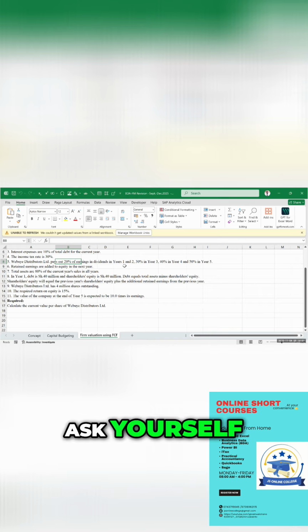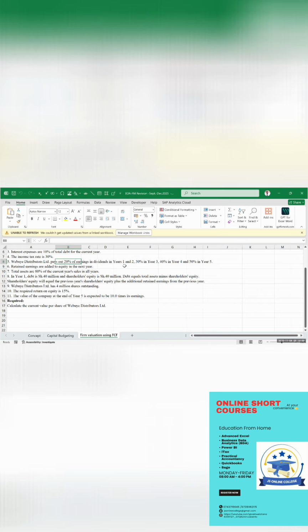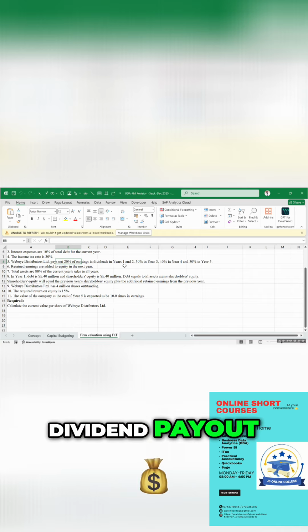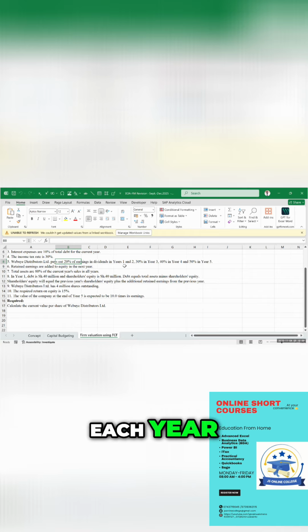So you need to ask yourself, how much is the retention ratio per year? Because the dividend payout ratios are given for each year. So there is a retention ratio. Dividends are paid out of profits. So if you pay 20%, means the 80% remaining is retained.